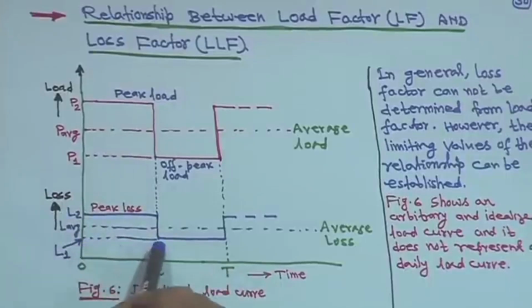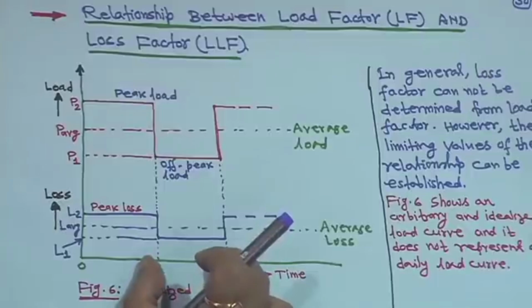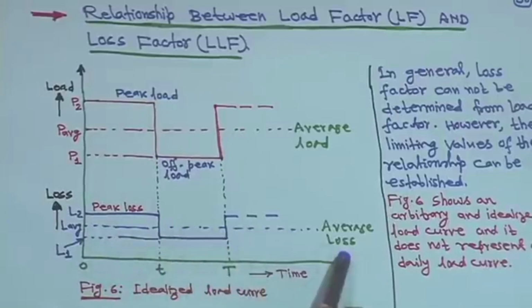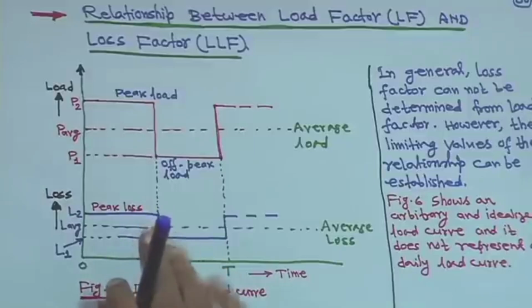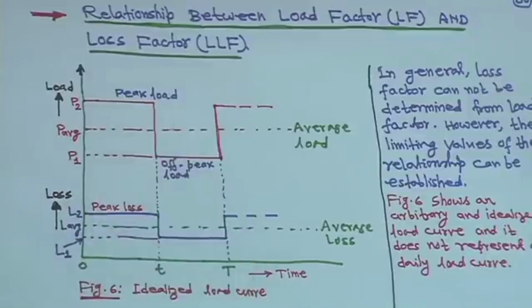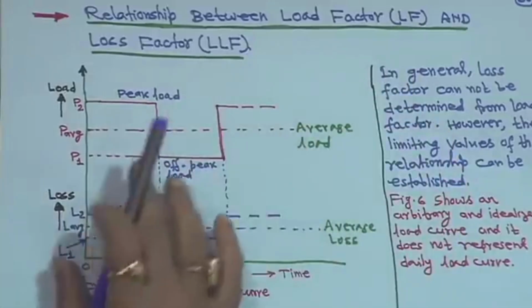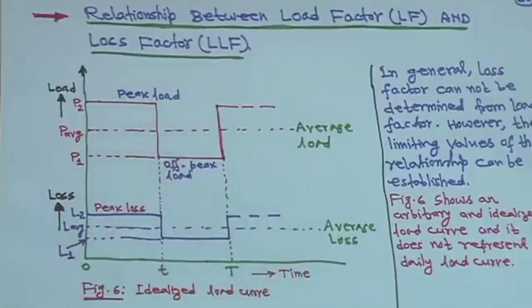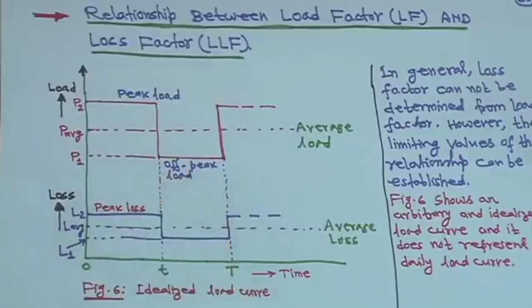This is that off peak load loss L1, right. And then this duration is from small t to capital T, that means T minus t, right. And this is also an average, and this blue dashed line is the average loss. So, just to establish, we will try to establish a relationship between the load factor LF and the loss factor LLF, right. But this is not a reality, but for the sake of establishing a relationship, we have made it like this, right.